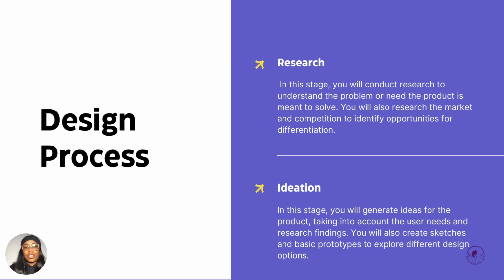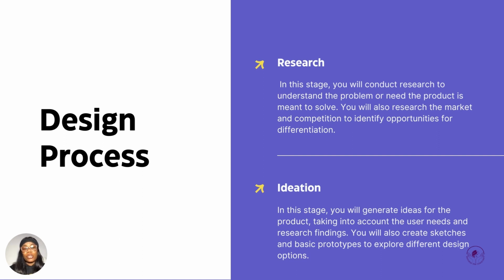So the next phase after the research is ideation. In this stage, you want to generate ideas for the product. You want to take into account the user's needs and the research findings, right? So you've done your research, you have your findings, and you have seen that in this research, this is what the user needs. So you want to document not what you think the user needs, but what you got from your research that the user needs. You want to document it down and you want to create sketches and basic prototypes to explore different design options.